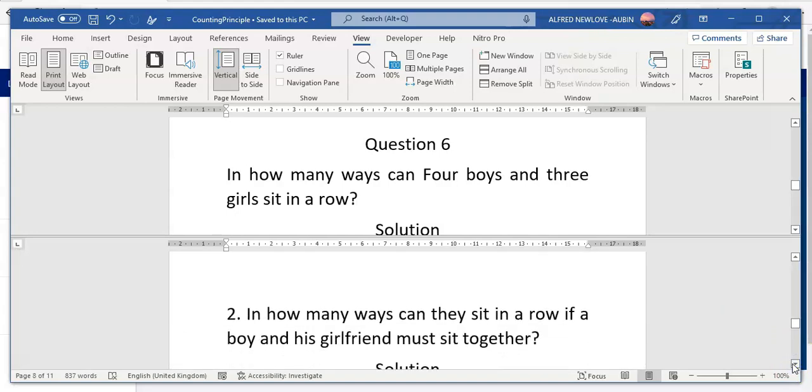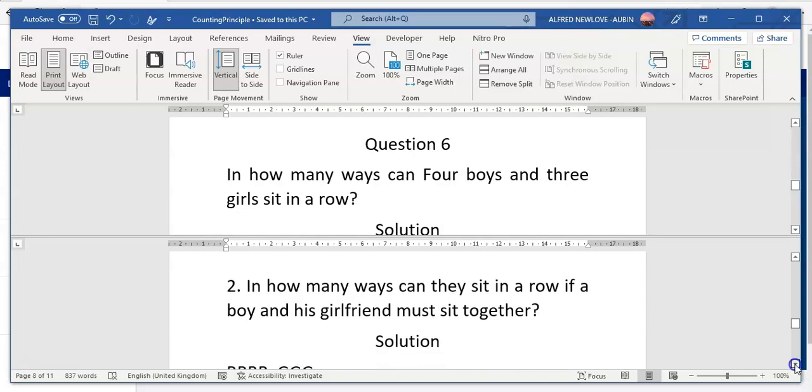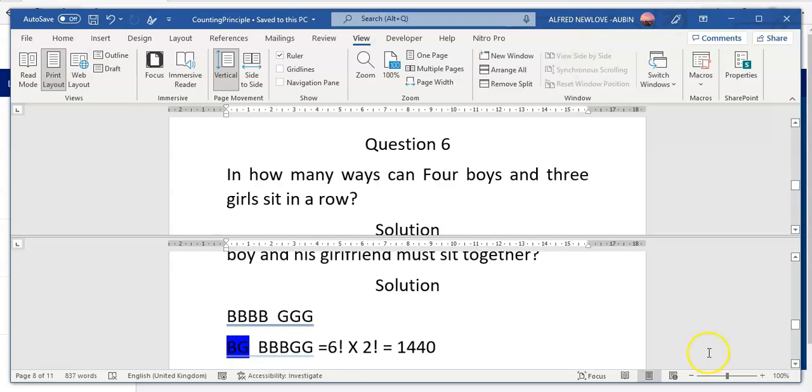Our next question: in a row, if a boy and his girlfriend must sit together, so it means a boy and his girlfriend must be together. So how many boys do we have? 4. Boy, boy, boy, boy. How many girls? Girl, girl, girl. There are 3. But a boy and his girlfriend must sit together and have their own chat.